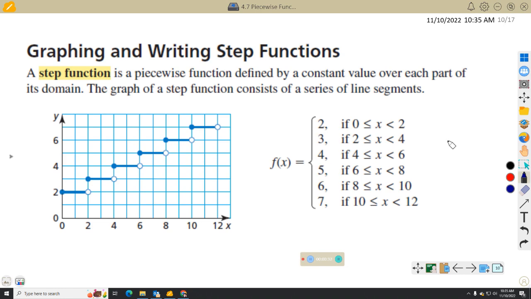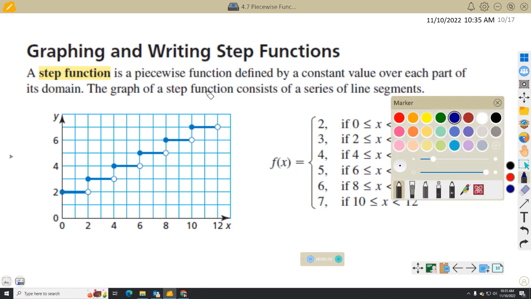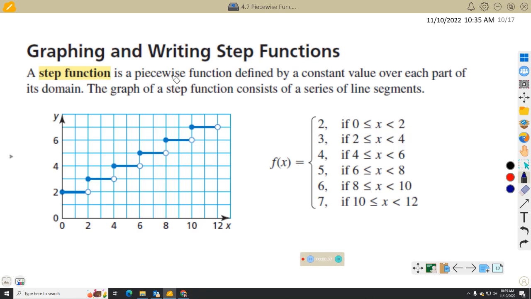So on this example, you can see on your screen in front of you, a step function is a piecewise function defined by a constant value. That's what I mean by it. They're all horizontal lines over each part of its domain. So in this example, f of x equals 2, so y value is 2 if x is greater than or equal to 0 and less than 2. So we have the solid dot over on this side and the open circle on this side.